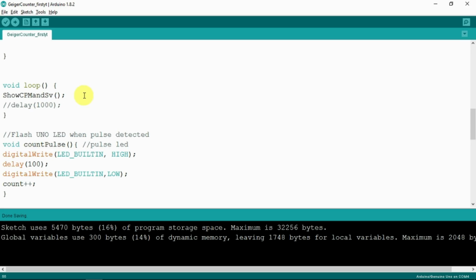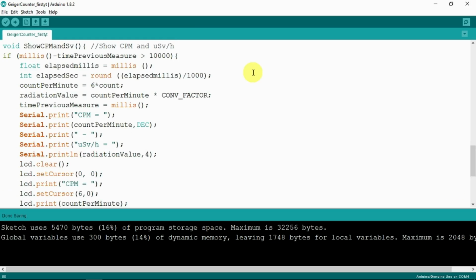Now we're into our interrupt routine below here. So count pulse, as you remember, is called from the interrupt, and it flashes the LED on board, and it also increments the counter. So the next part of the code is to show the counts per minute and microsieverts.